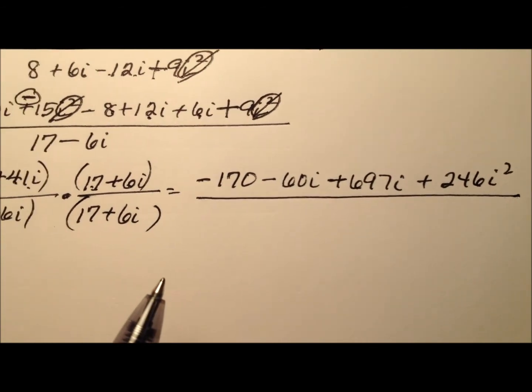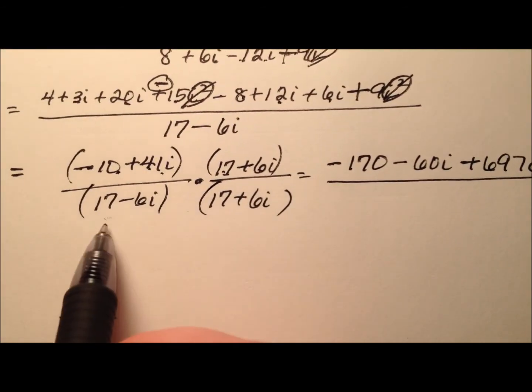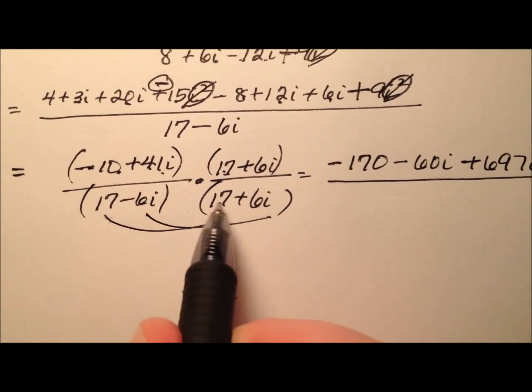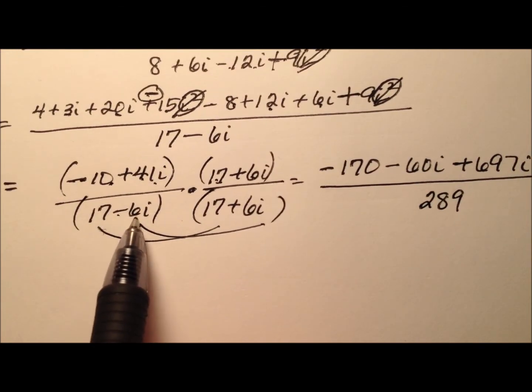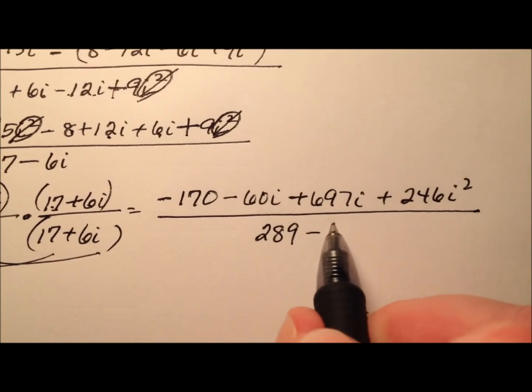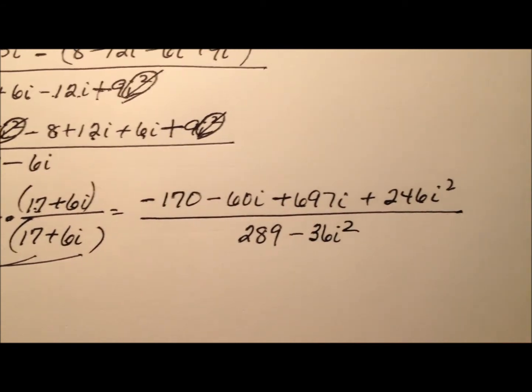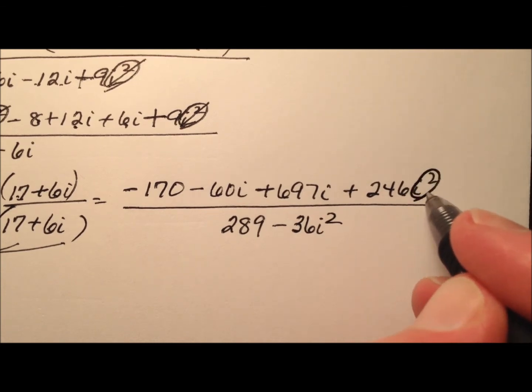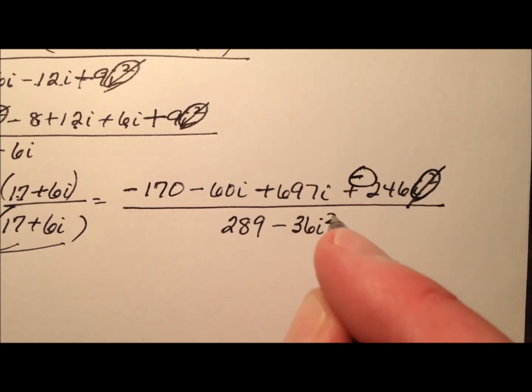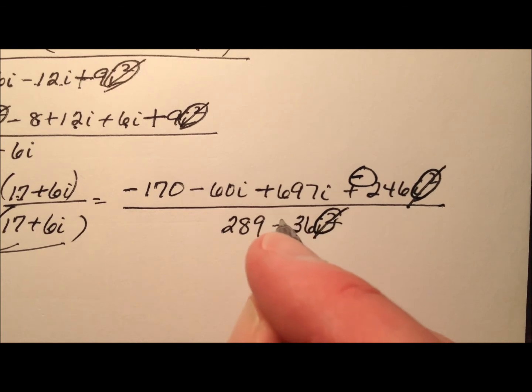I'll venture back over here. And then let's multiply these complex conjugates. So 17 squared is 289. And then negative 6i and positive 6i is negative 36i squared. Okay, so here we are. A couple of i squareds. So this one will make this negative. This one will make this positive.